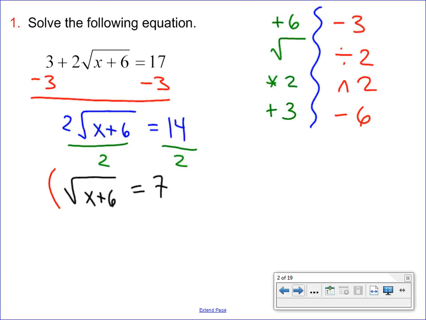So we'll show that by writing parentheses raised to the second power. Squaring both sides undoes the radical and gets my x plus 6, the quantity inside the radical, out of the radical, out of the parentheses. It's on the ground floor now, ready to go. On the right-hand side, 7 squared is 49, and we can now finish it out with a subtraction by 6. So subtract by 6.